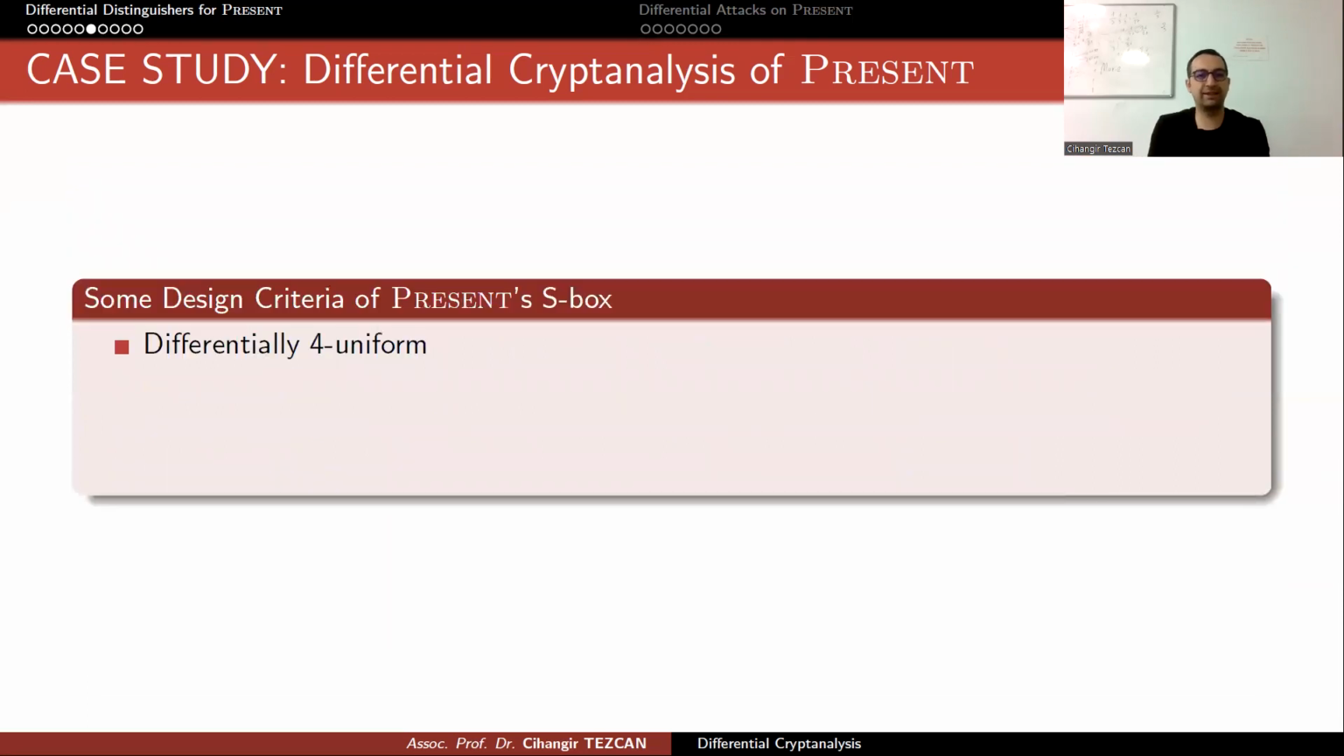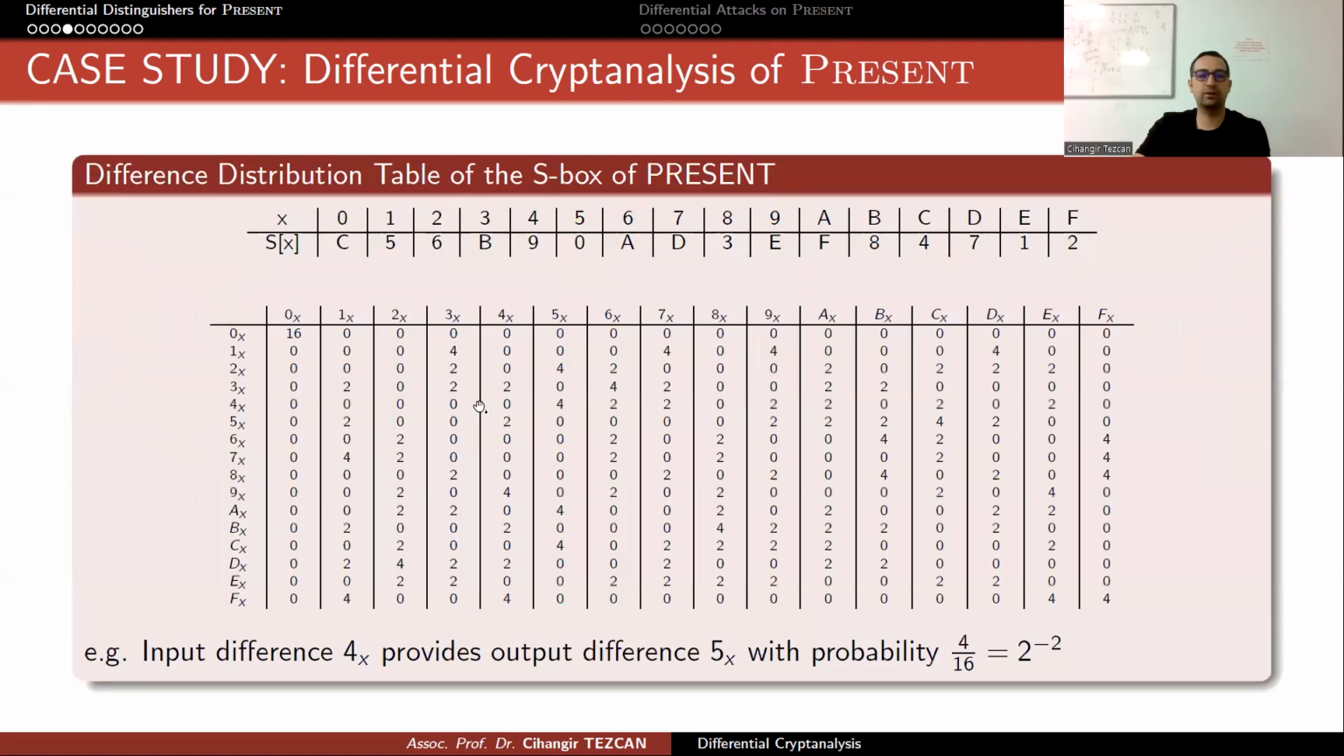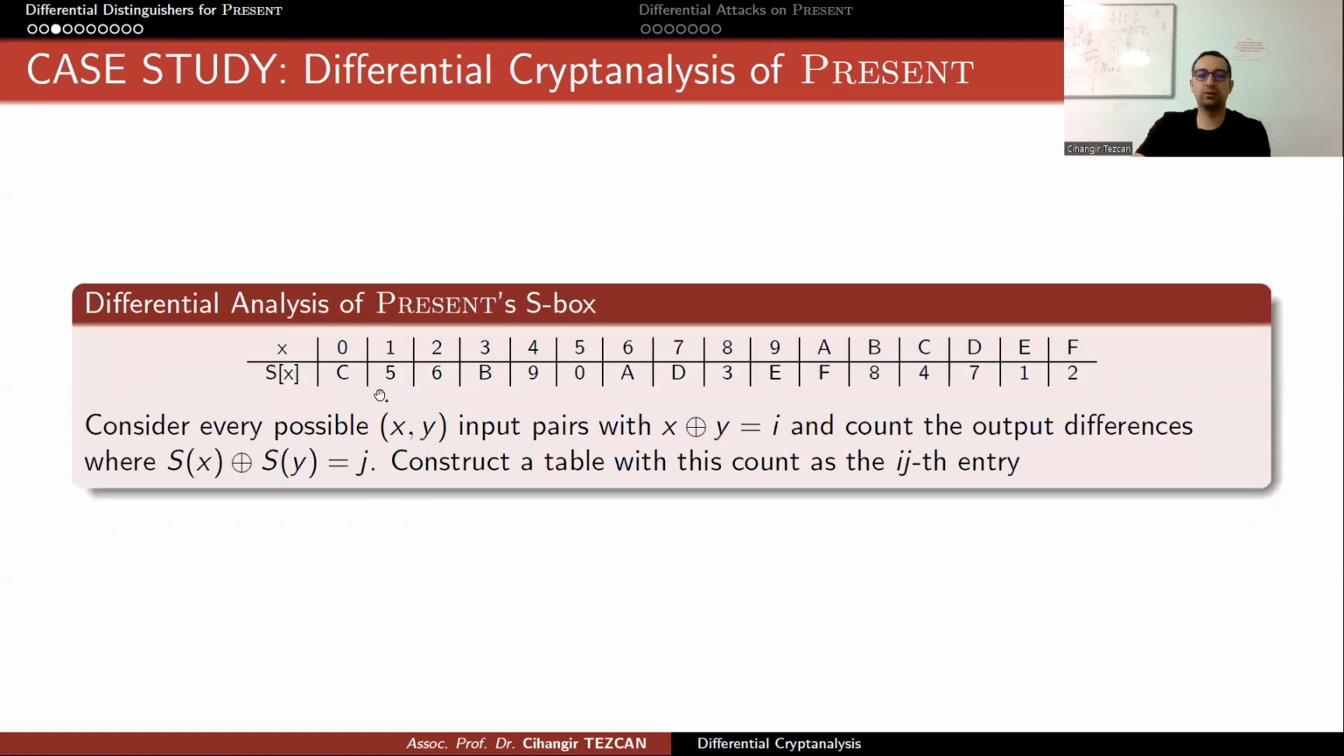All right, so let's look at the design criteria for the PRESENT S-box. Since the best we could get was 4 uniform, the PRESENT designers said that they wanted something 4 uniform. They also said that they don't want any fixed point. So for any x, you never see x equals S(x). If you go back to the table, 0 doesn't go to 0, 1 doesn't go to 1, 2 doesn't go to 2, etc.